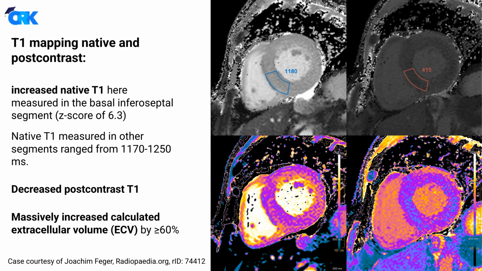T1 mapping, native and post-contrast. Obviously increased native T1, here measured in the basal inferoseptal segment, z-score of 6.3. Native T1 measured in other segments ranged from 1170 to 1250 milliseconds. Decreased post-contrast T1. Massively increased extracellular volume, calculated at 60% or higher.